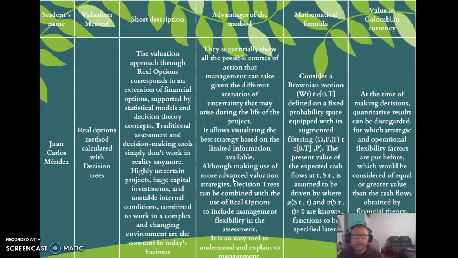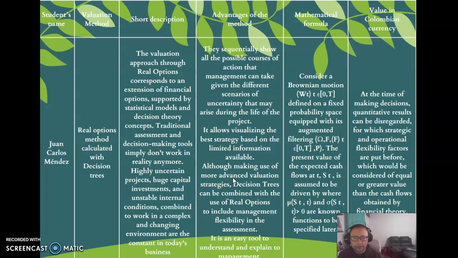Advantage of the method: the sequential tree shows all the possible courses of action management can take if the different scenarios of uncertainty arise during the life of the project, visualizing the best strategy based on the limited information available, although making use of more advanced valuation strategies.